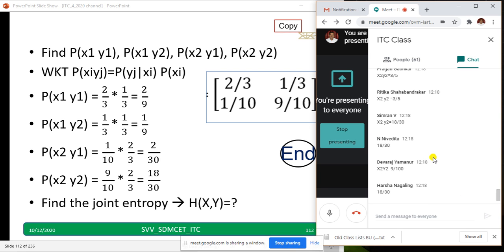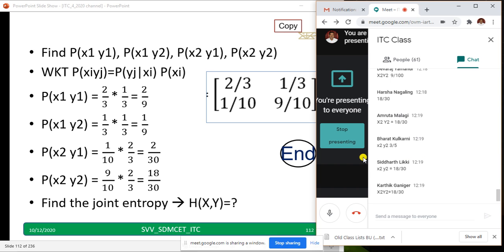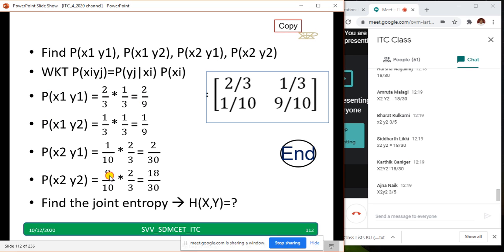Devraj 9 by 100. Check, Devraj, because some students are writing the correct answer. Amrita also wrote 18 by 30. Bharat 3 by 5. Okay. Siddharth 18 by 30. Karthik 18 by 30. Ajna 3 by 5. So you can copy down, worst case, the same probabilities now, and I want you to find out h of x comma y.